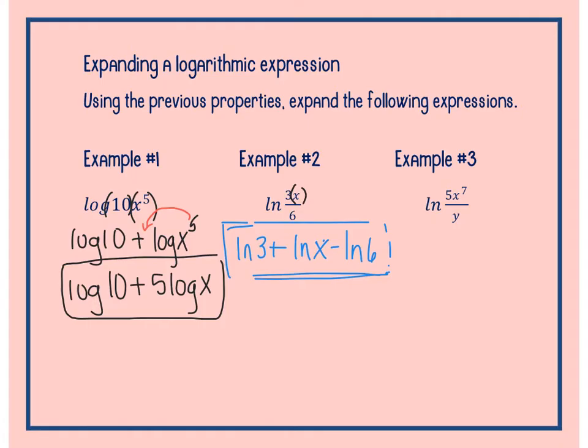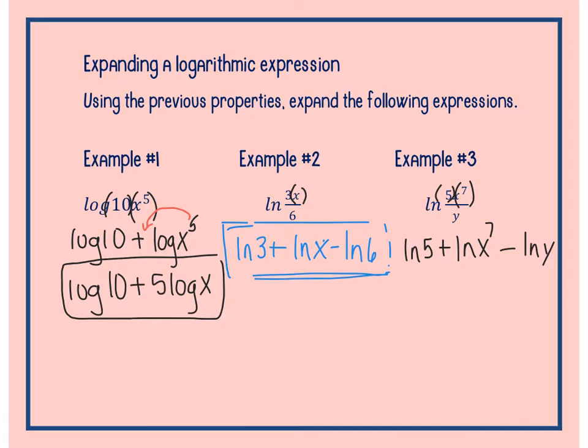Now let's get a little bit harder. Look at number 3. I have a lot going on here. I have a 5x to the 7th on the top. So I have 5 times x to the 7th. So those are being added together. So I can write that natural log of 5 plus natural log of x to the 7th. And when I divide by that y, the quotient property tells me that I subtract the natural log of y.